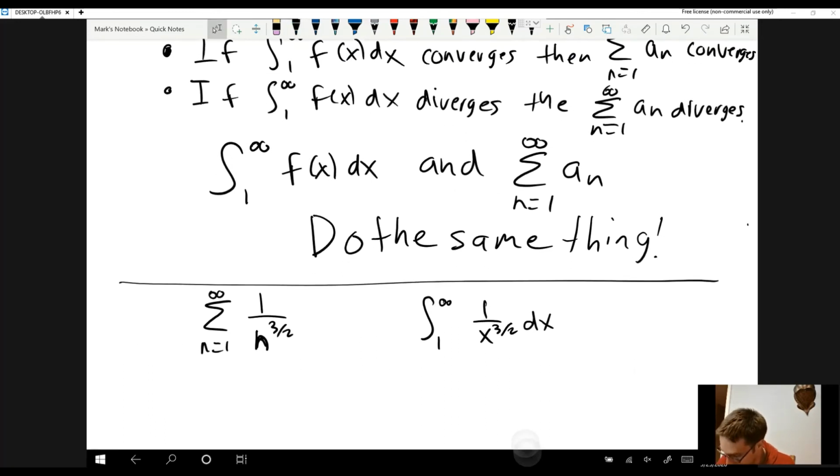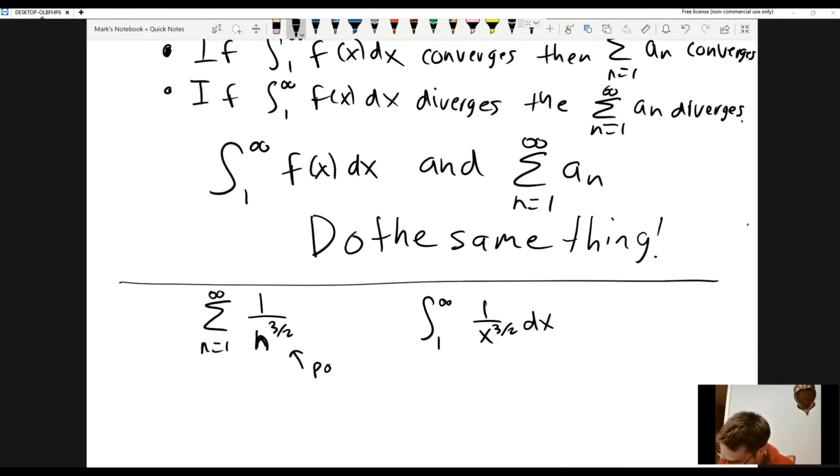And you can easily check that it is positive, decreasing, and continuous. So we can indeed apply this theorem. You could easily graph out 1 over x to the 3 halves and verify that those three things are true. All right, so let's evaluate the integral.